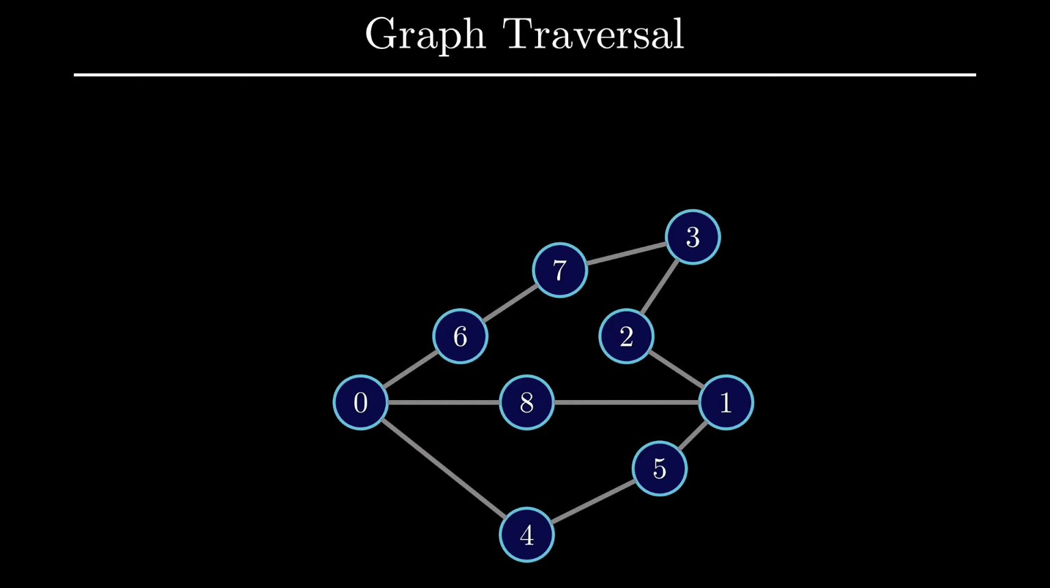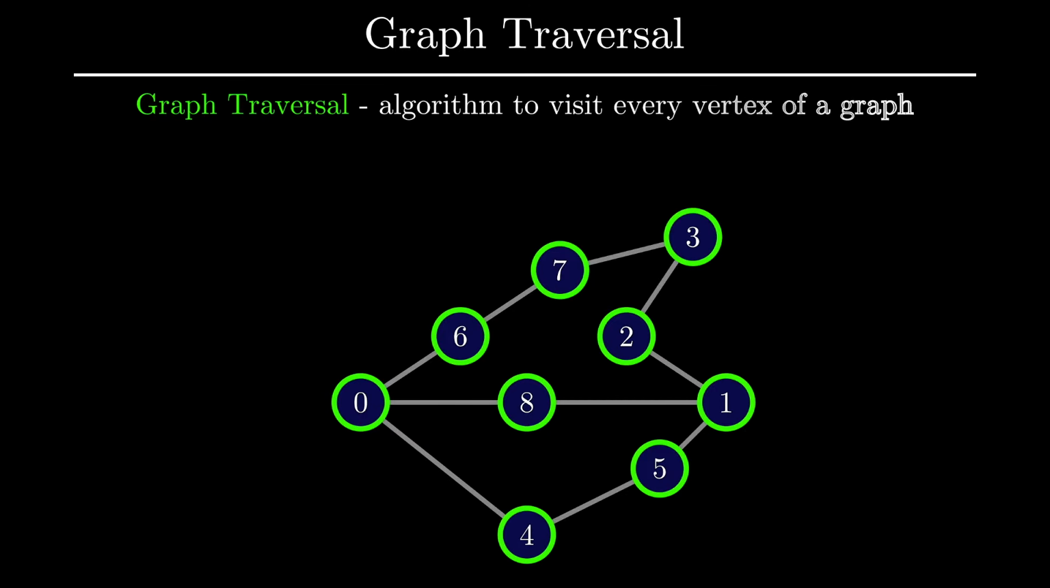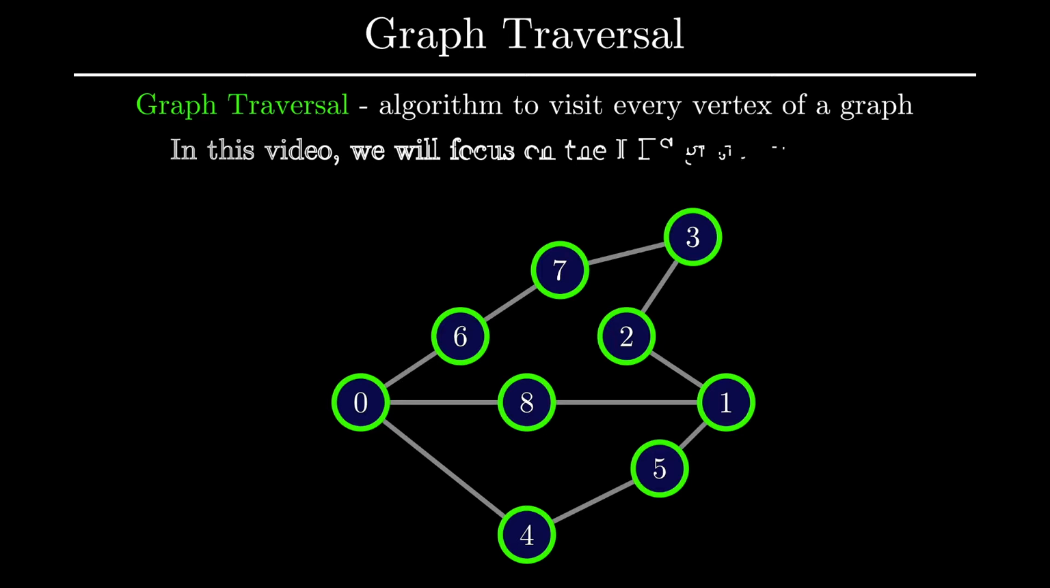Let's get started. Given a particular graph, one useful ability involves starting at a single vertex and finding a way to get to every other vertex of the graph. The formal name for this ability is a graph traversal, which is simply defined as an algorithm that visits every vertex of the graph. There are several graph traversal algorithms, and they are primarily differentiated by the order in which they visit vertices. In this video, we will focus on the DFS ordering.